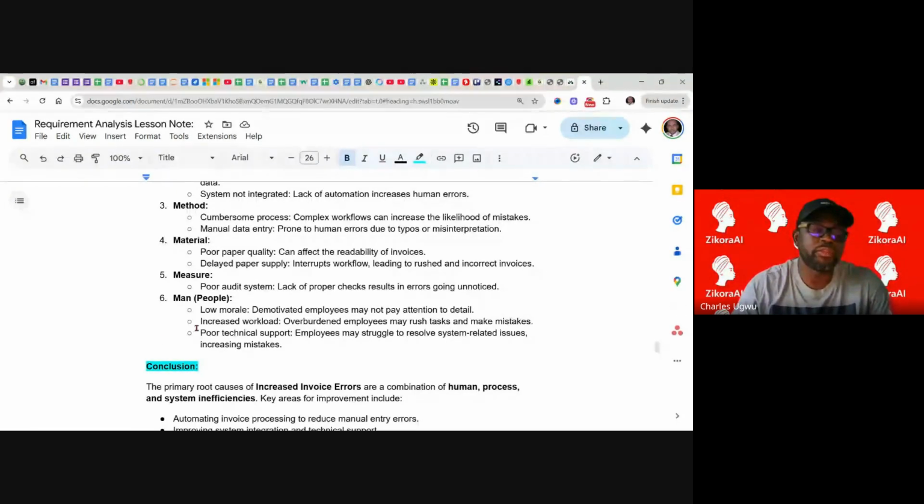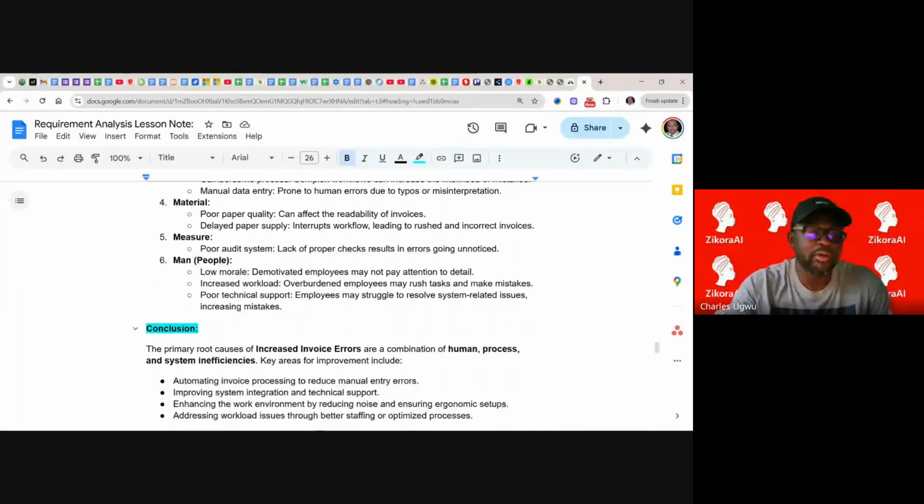Man, low morale: the motivation of employees. Unmotivated employees may not pay attention to details. When you owe somebody for two months, you want the person to do magic. It doesn't work. Increased workload: an overburdened employee may rush tasks and make mistakes. Poor technical support: employees may struggle to resolve system-related issues, increasing mistakes.